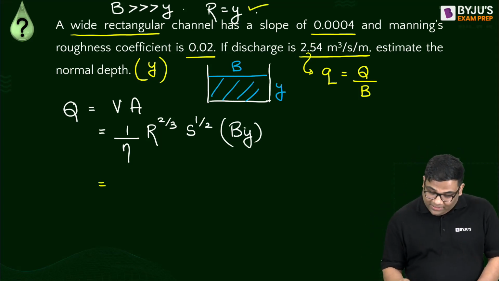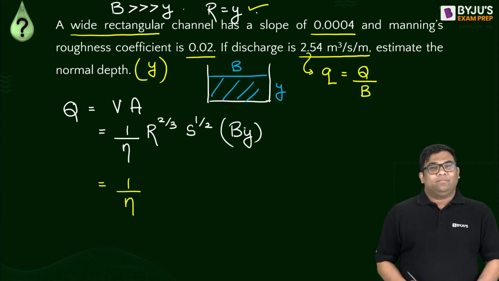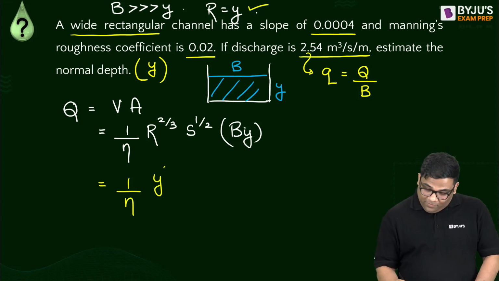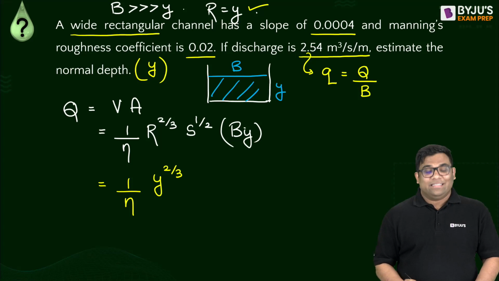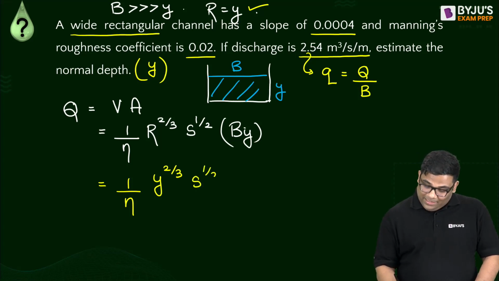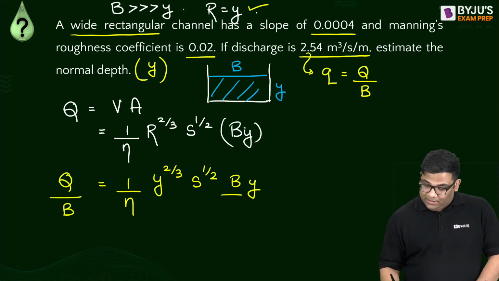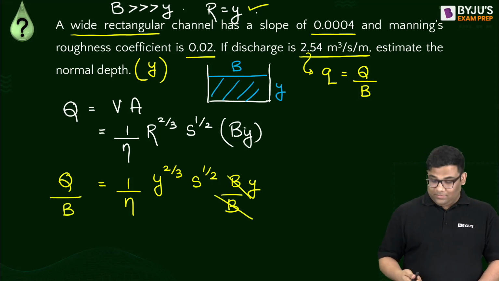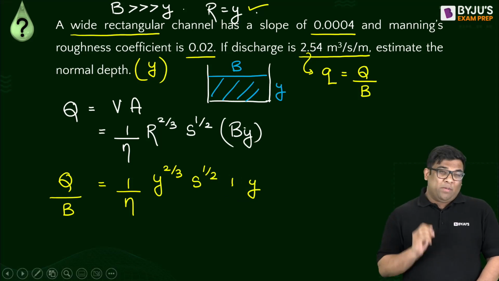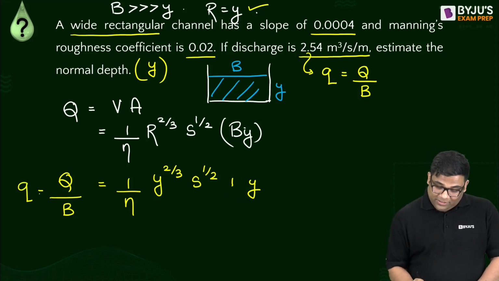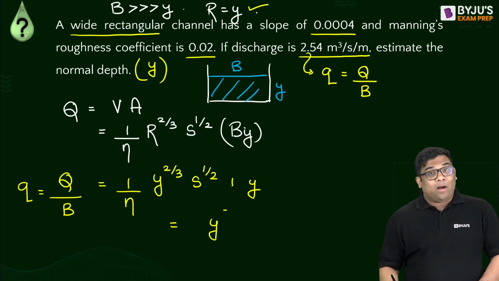So this equation can be written as Q equals 1 by N, Y to the power 2 by 3, then S to the power half, then B into Y. Now I can divide both sides by B, so this B will vanish. Q by B is small q, discharge per unit width. And this equation changes to q equals 1 by N, Y to the power 5 by 3, S half.